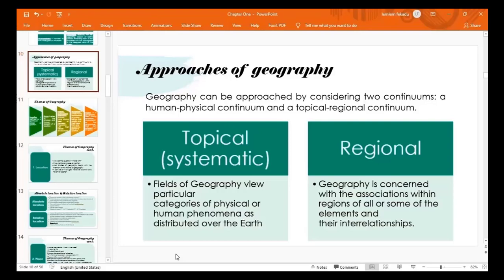Whereas the regional approach is the field of geography which is concerned with the association with regions of all or some of the elements and their interrelationship. Generally, this approach identifies differences between places.